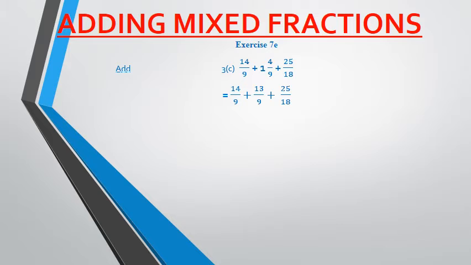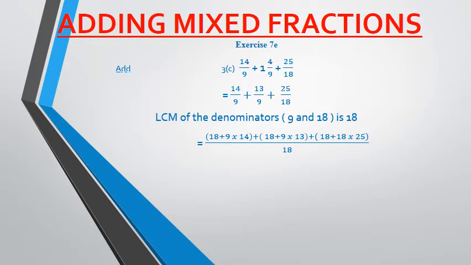Now we have to find out the LCM of these three denominators, 9, 9 and 18. So the LCM of the three denominators, 9, 9 and 18 is 18. So now the sum of these three fractions is equal to 18 divided by 9 multiplied by 14 plus 18 divided by 9 multiplied by 13 plus 18 divided by 18 multiplied by 25 upon 18.